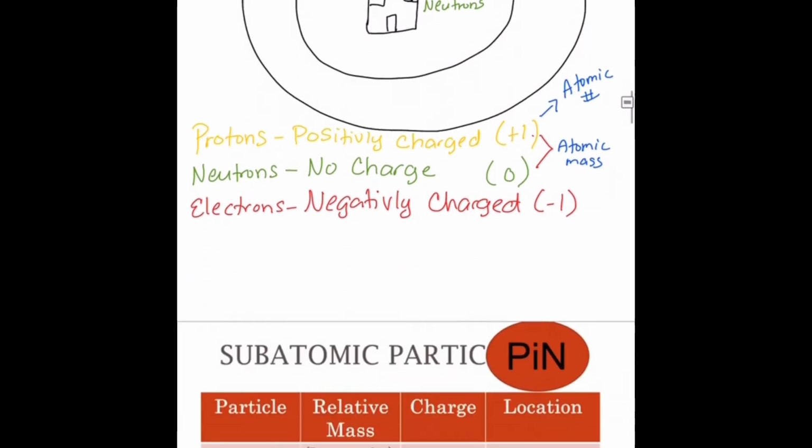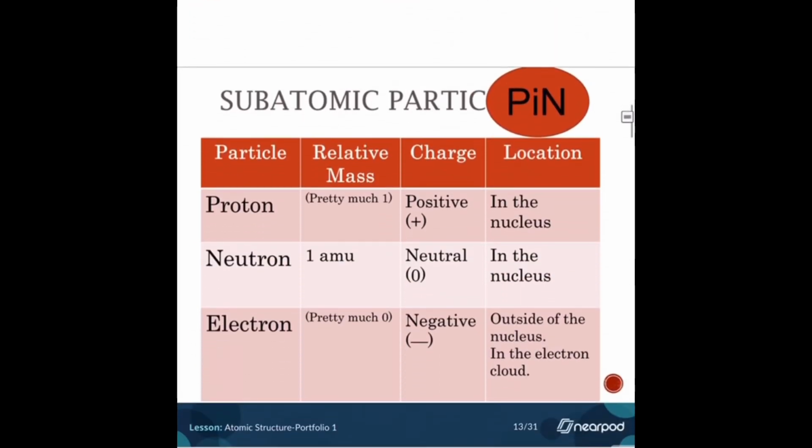Another way to remember this, right here, is PIN. So this PIN means that your proton is in the nucleus. I don't know if that's helpful or not to you, but this is available. So you have PIN, proton in nucleus. And remember, your electron is outside of the nucleus in the electron cloud.